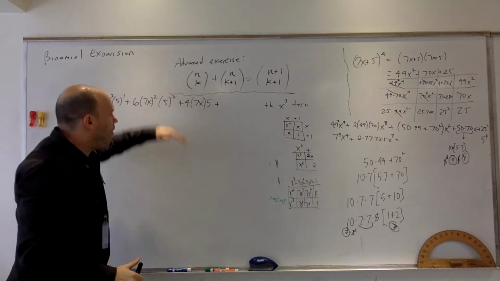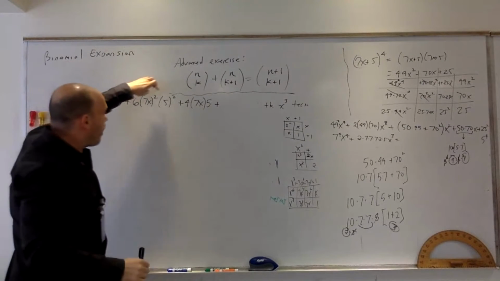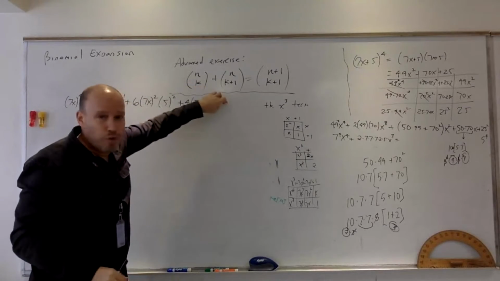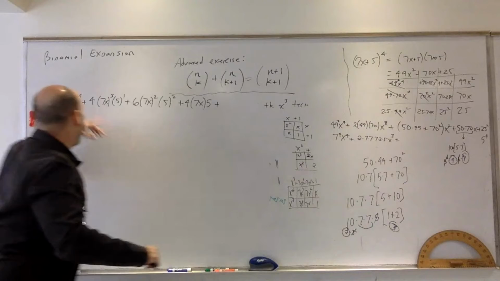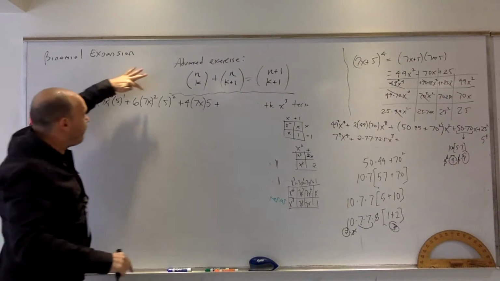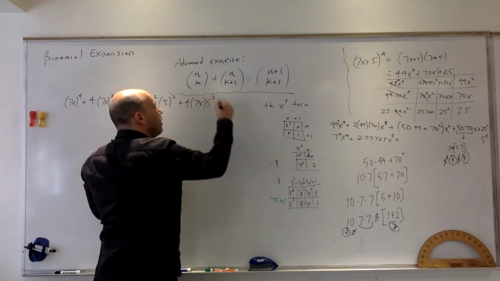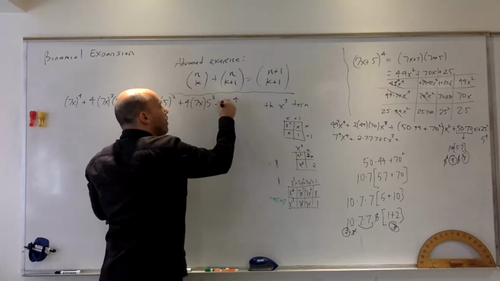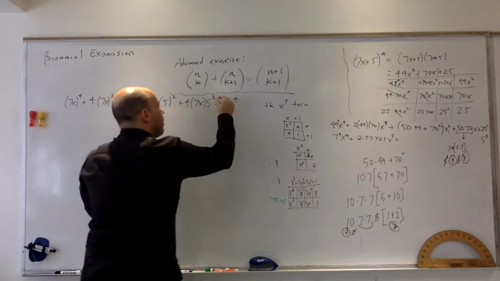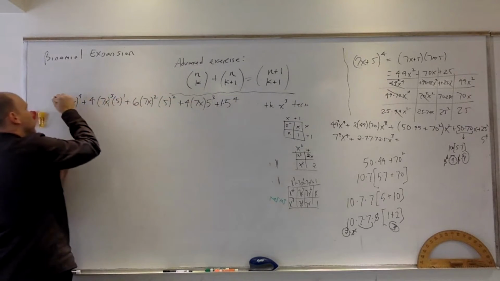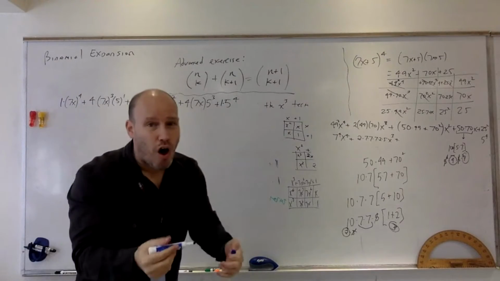Last but not least, 7x to the 4th, 7x to the 3rd, 7x squared, 7x to the 1st. There should be no 7x, which there isn't. 5 to the 0, 5 to the 1, 5 to the 2, 5 to the 3, 5 to the 4th. And you'll notice that the coefficients are from Pascal's triangle.